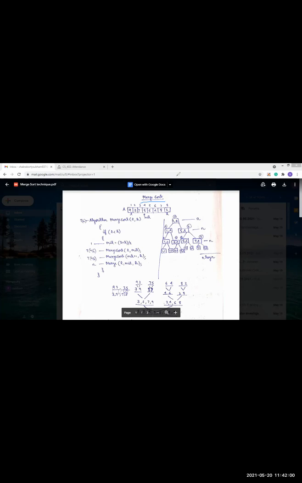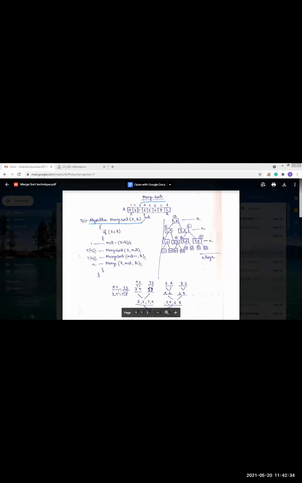So first we will see the merge sort algorithm. You see I have written the algorithm merge sort, and this algorithm takes two parameters: one is low and another is high. When we divide the problem into sub problems, if low is less than high, then we find the mid first. The mid is equal to low plus high by 2.